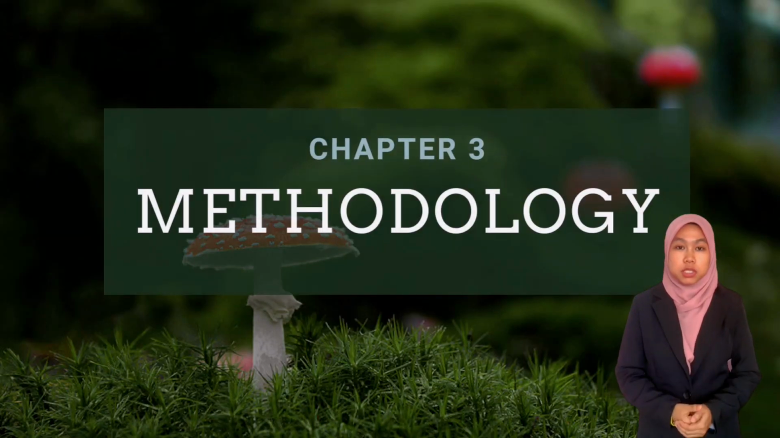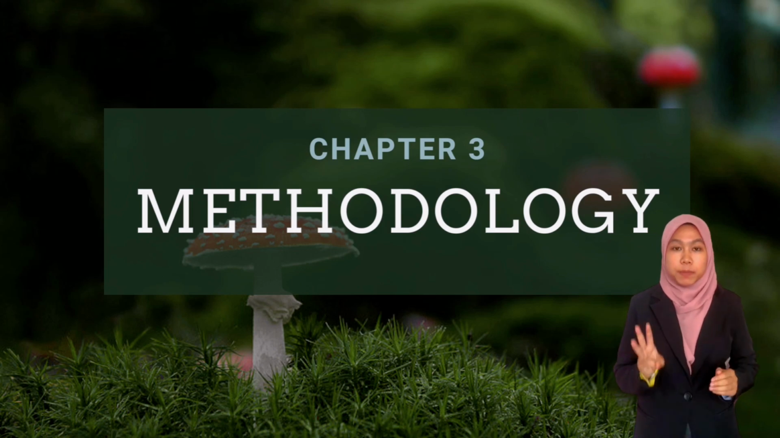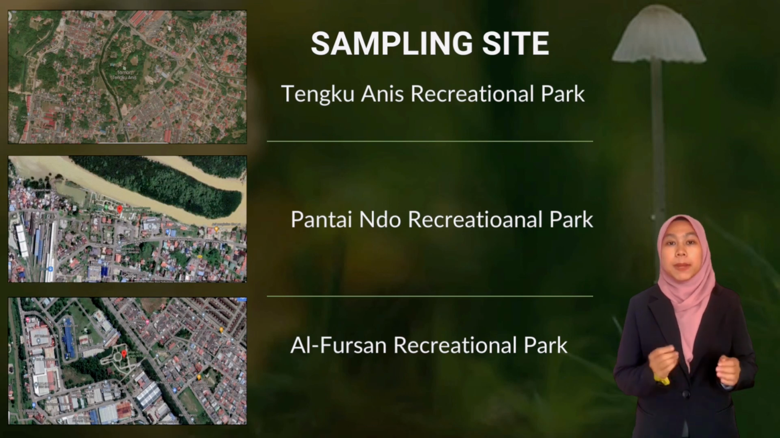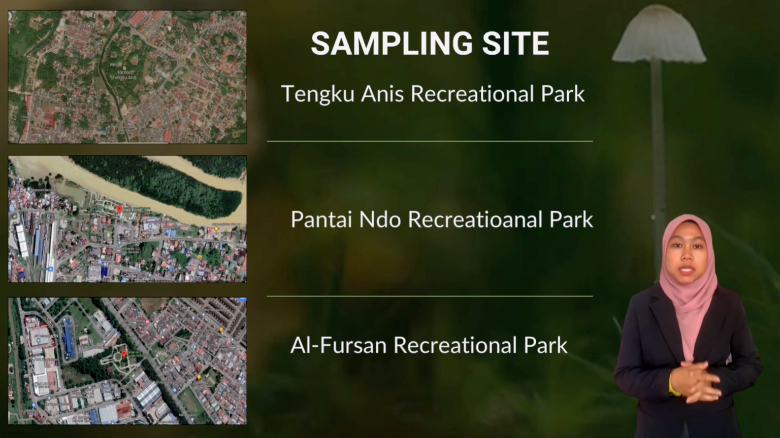So for the methodology, the study was conducted at 3 parks, which is Taman Tengku Anis Recreational Park that is located in Kota Baru, Kelantan, Pantai Indo Recreational Park that is located in Tumpat District, and Alfursan Recreational Park that is located in Pengkalan Chepa District. The specimen was captured on camera in the field.